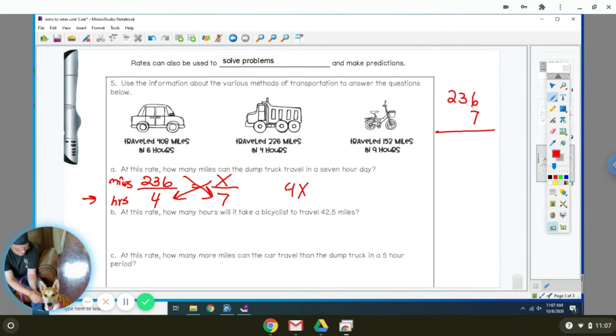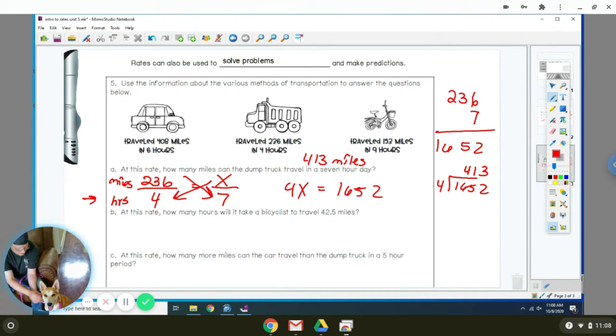So you're going to do 236 times 7, which is 1,652. So now you're just going to divide the 1,652 by 4. And when you do that, you get 413. So it means that the dump truck can go 413 miles in a 7-hour day. And we solved this by setting up the ratios or the rates.